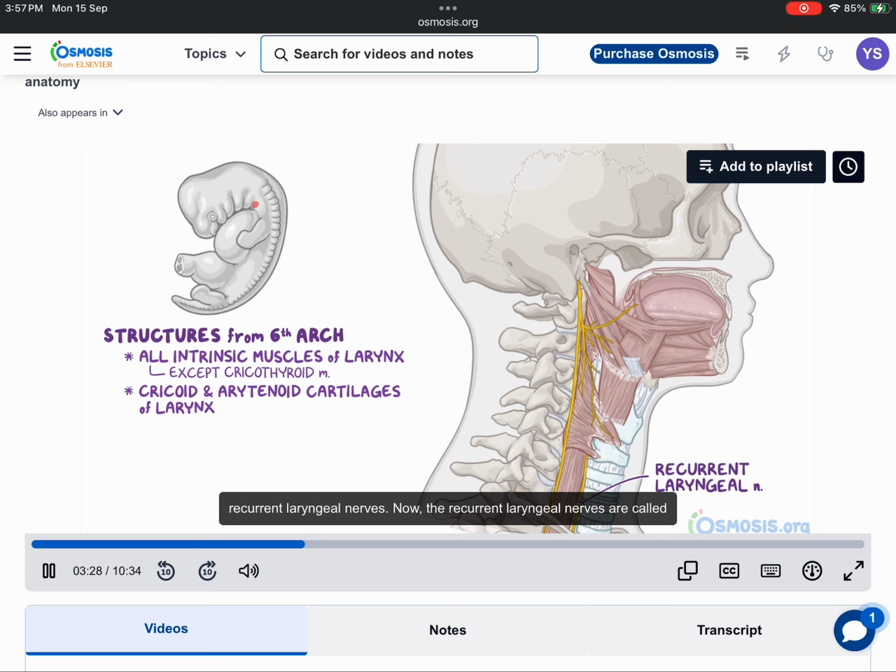Now, the recurrent laryngeal nerves are called so because they run in the opposite direction from the vagus nerve, meaning that while the vagus descends into the thorax, the recurrent laryngeal nerves ascend back towards the larynx. Now, the course of the right and left recurrent laryngeal nerves back towards the larynx is slightly different.